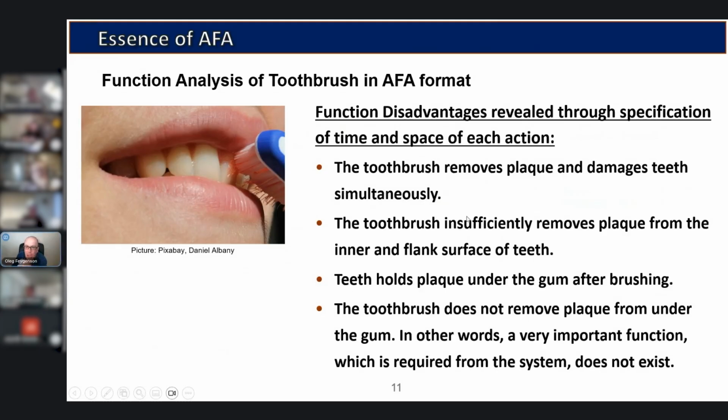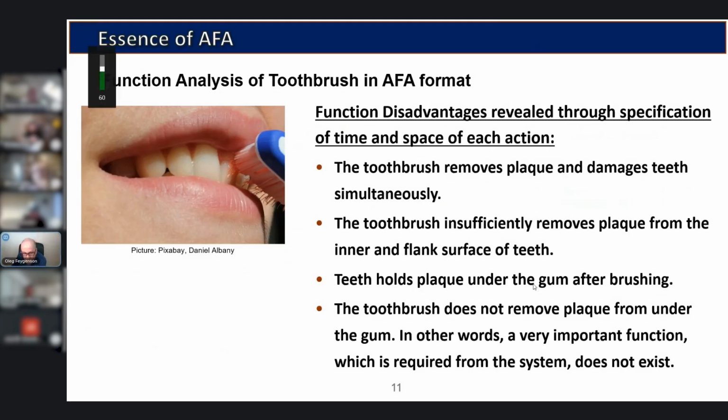What else? When we are brushing our teeth, we are removing plugs, but at the same time we are damaging our teeth simultaneously, because of the abrasive properties of the toothpaste, because of the mechanical action of the bristles, etc. At the same time, we are also damaging our gums. The toothbrush insufficiently removes plug from the inner and flank surfaces of teeth. That's exactly why we use floss and other tools to remove plugs from there.